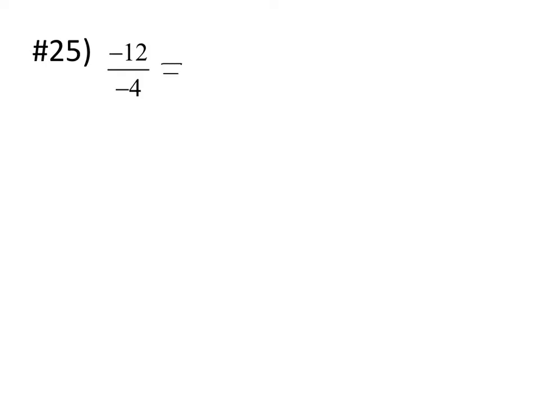Okay, again, you're going to deal with the numbers first and then the signs. 12 divided by 4 is 3, and then a negative divided by a negative is a positive. So negative 12 divided by negative 4 is positive 3.